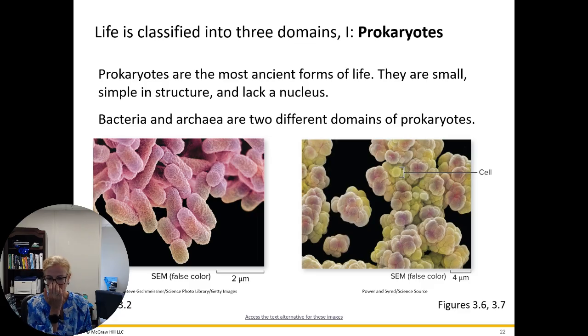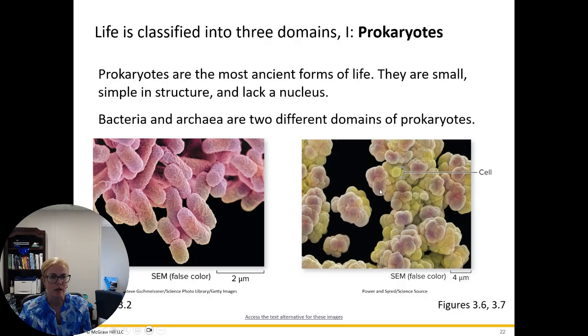We talked about scanning electron microscopes in a previous video. That's what these are. That's why it says false color. Remember, the images are black and white, and they only show the surface, so electrons are bouncing off in order to make this image. But you can see still very small, very simple. On the left, we see some bacteria, typical rod structure of bacteria. There are lots of different shapes of bacteria, but this is one of the common ones.